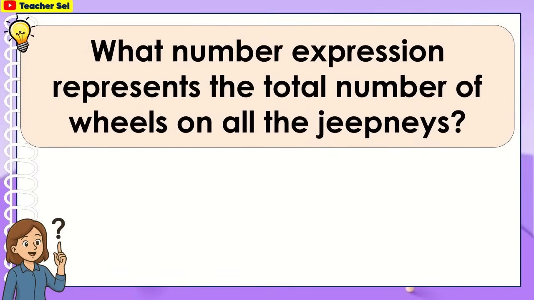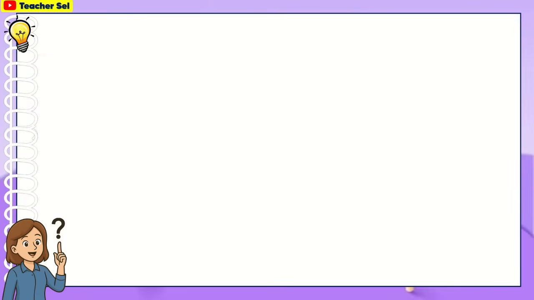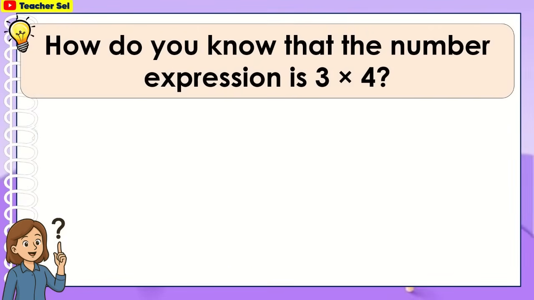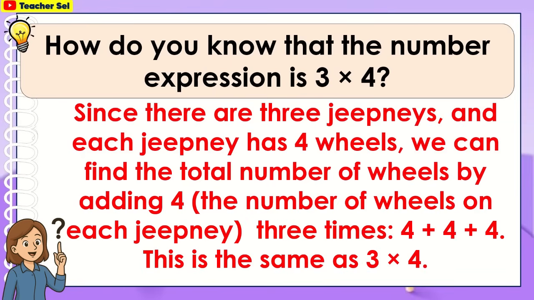What number expression represents the total number of wheels on all the jeepneys? The total number of wheels can be represented as 3 times 4. How do you know that the number expression is 3 times 4? Since there are 3 jeepneys and each jeepney has 4 wheels, we can find the total number of wheels by adding 4, the number of wheels on each jeepney: 4 plus 4 plus 4. This is the same as 3 times 4.